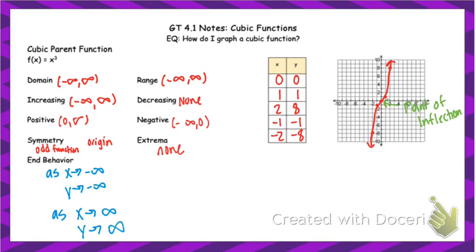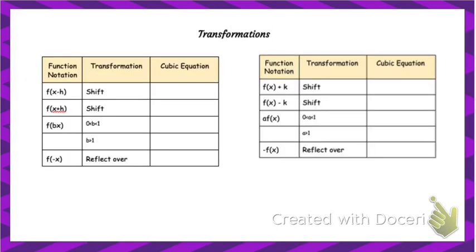All right, so what we're going to do now is review our transformations and look at what those transformations look like on the cubic function. So f of x minus h is a shift to the right. F of x plus h is a shift left. If b is in between 0 and 1, that is a horizontal stretch. Remember, it's opposite. b greater than 1 is horizontal compression. And then the negative inside is a reflection over the y-axis.